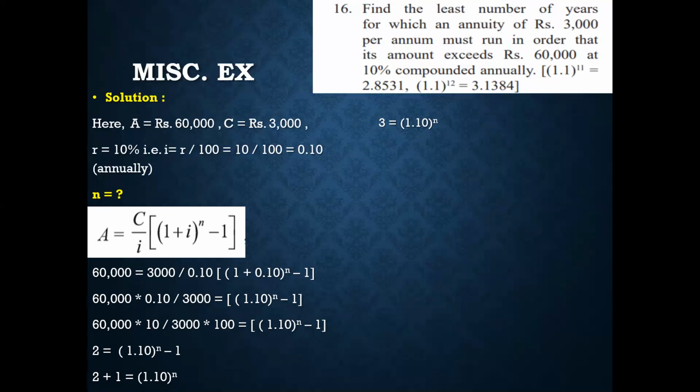And if you look at the hint over here, they have given in the brackets 1.1 raised to 11 is 2.85, which is also approximately, if I round off, it gives me 3. So our answer can be 11 years, or 1.1 raised to 12 is 3.13, which is also 3. So any of the two answers you can use to get the value of n. So n can be 11 or 12 if you use the values given here directly.